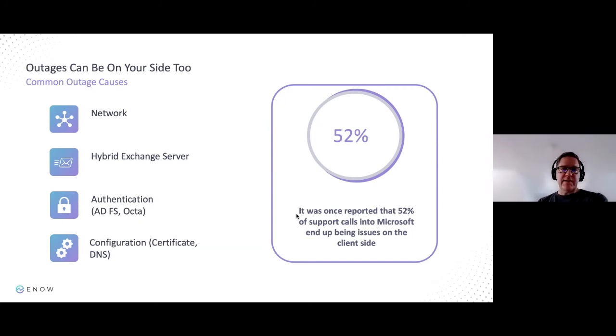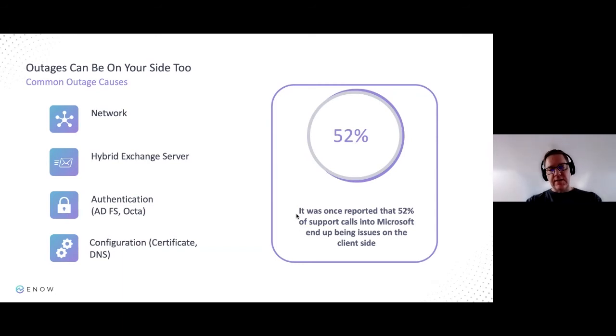So we've talked a little bit about these things. Network is always a got-you. Your hybrid Exchange server, authentication. Microsoft, funny enough, did have some issues recently with an expired certificate. I see that all the time with customers, whether it be ADFS, Okta, Ping, whatever they're using for identity, authentication, and authorization, it has an expired certificate, and it prevents the employees from logging in.